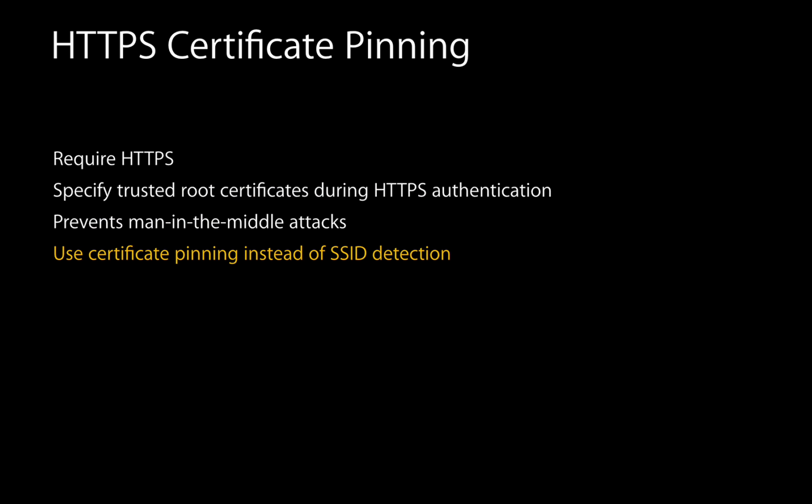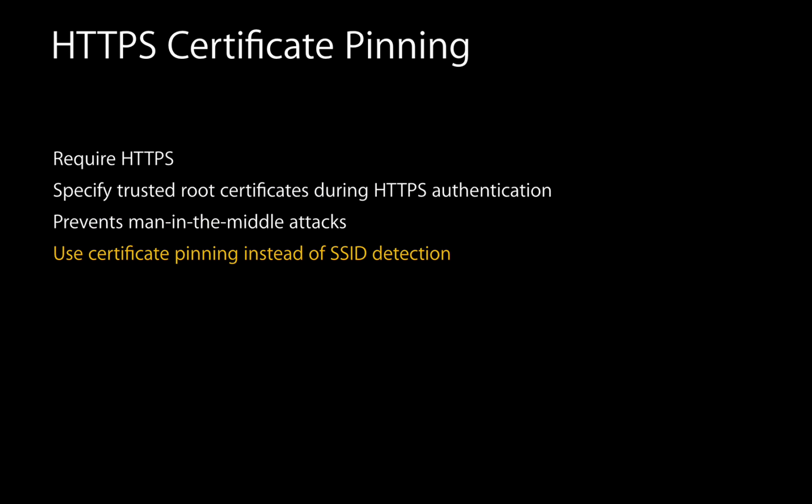And to do this, of course, you need HTTPS. You need to specify your trusted root certificates during HTTPS authentication. And you do this to prevent man-in-the-middle attacks that pretend to be your server. And here's the takeaway. Use certificate pinning instead of doing things like SSID detection. Especially in retail scenarios, a lot of people use SSIDs or some other kind of heuristic to tell whether or not they're talking to the correct server. Instead of doing that, make sure you are talking to the correct server regardless of the environment that you're in.